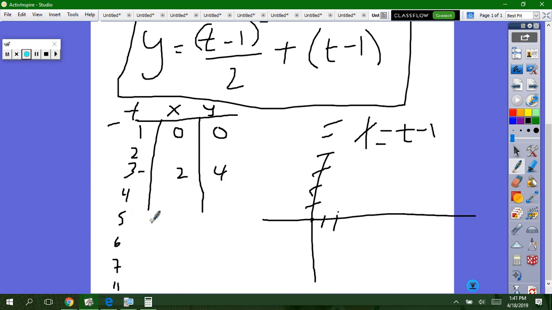Okay, and then I'm going to pick 5. 5 minus 1 is 4. 4 squared is, oh my goodness, 4 squared is 16. 16 divided by 2 is 8. 8 plus 4 is 12.